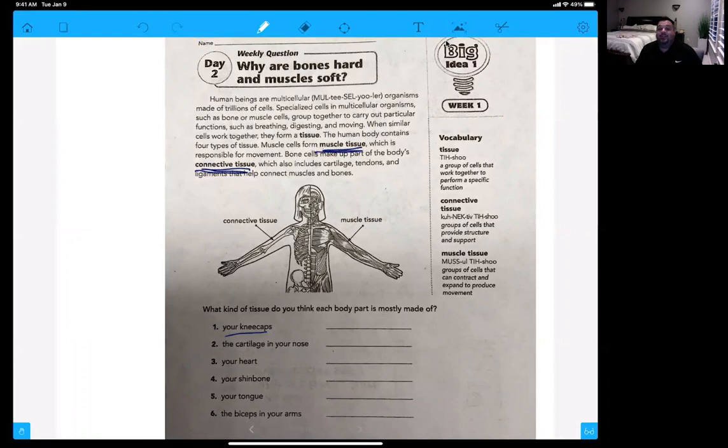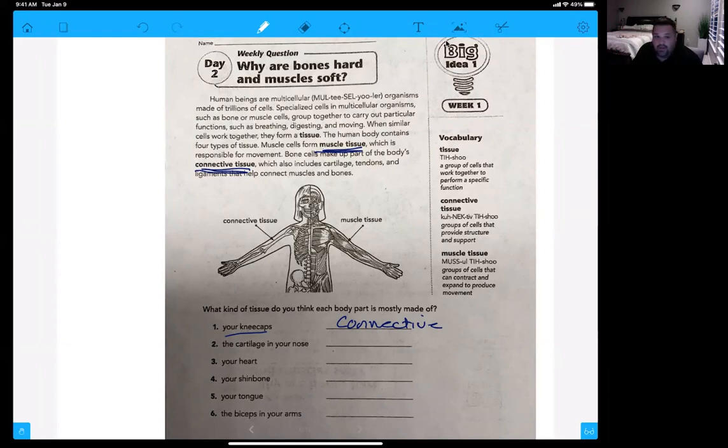Hopefully by the time you're watching this, you've read this. I'm not going to read it to you. You can read it yourself. But what kind of tissue do you think these are made up of? Well, your kneecaps would be connective because your kneecaps connect your thighs and your lower leg, right? If you didn't have a kneecap, wouldn't your leg fall off or your leg would be stuck straight, right?